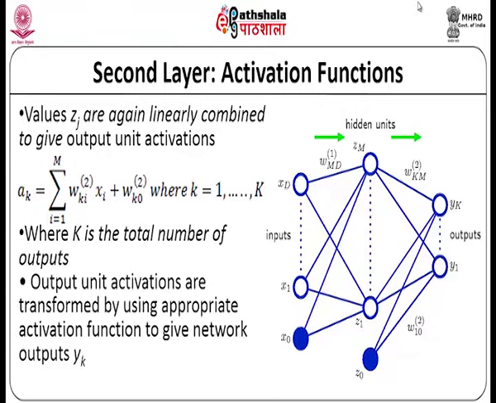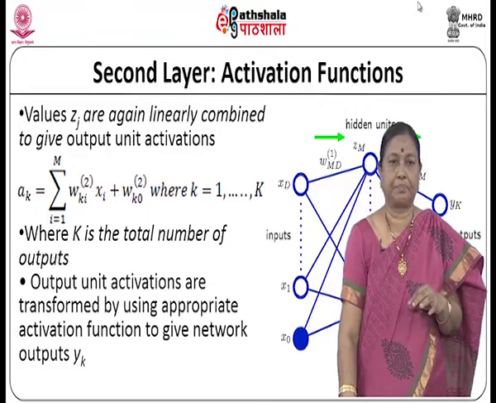So, k is the total number of outputs that you need, because here we are not using the combination. 2 refers to the second layer. Output unit activations are transformed by using an appropriate activation function to give the network outputs y of k. So, you started with x1 to xd, then you used m combinations. The hidden layer had m outputs, m being the number of nodes, and then the output will be k in this particular example.